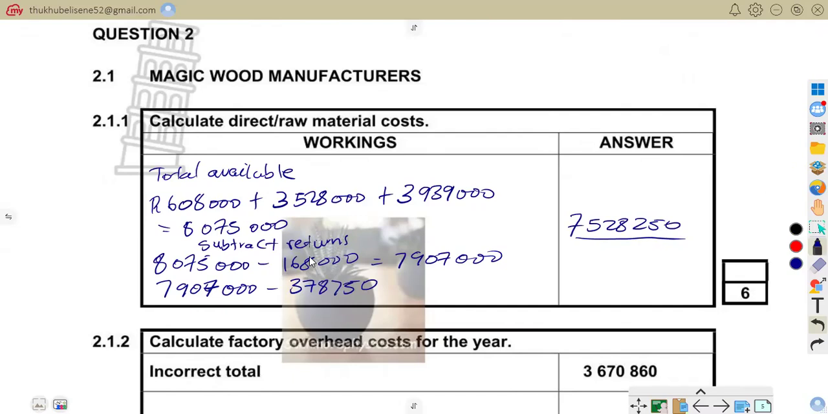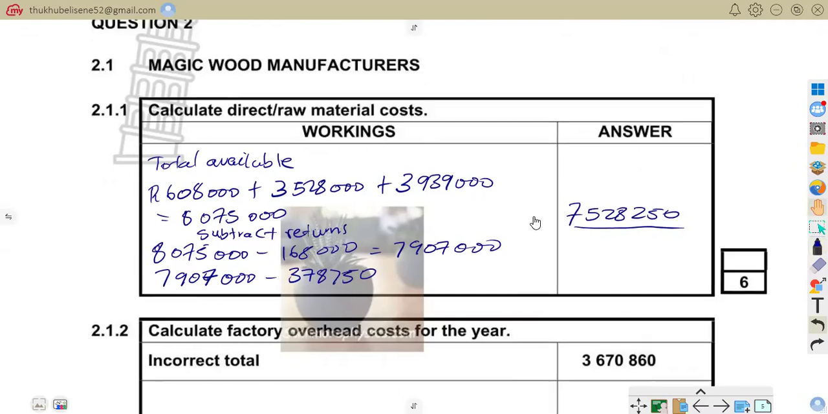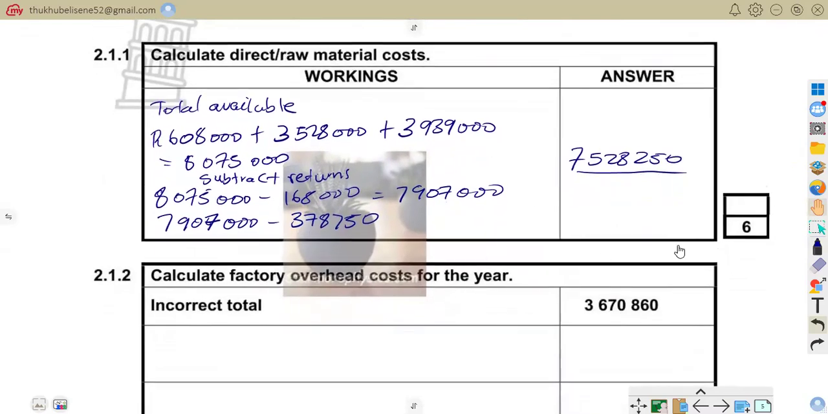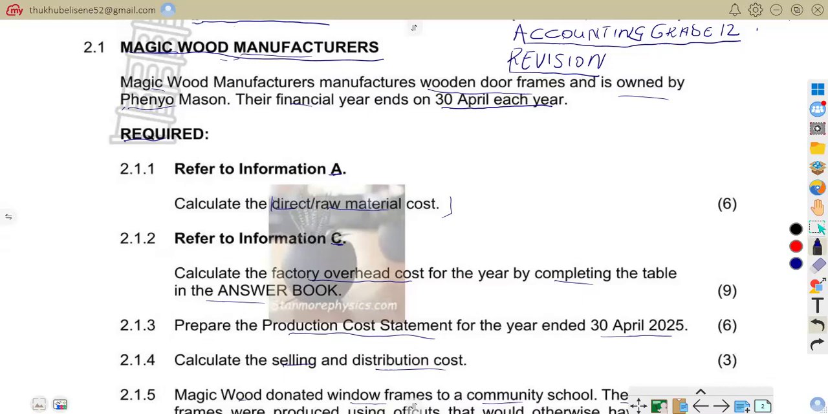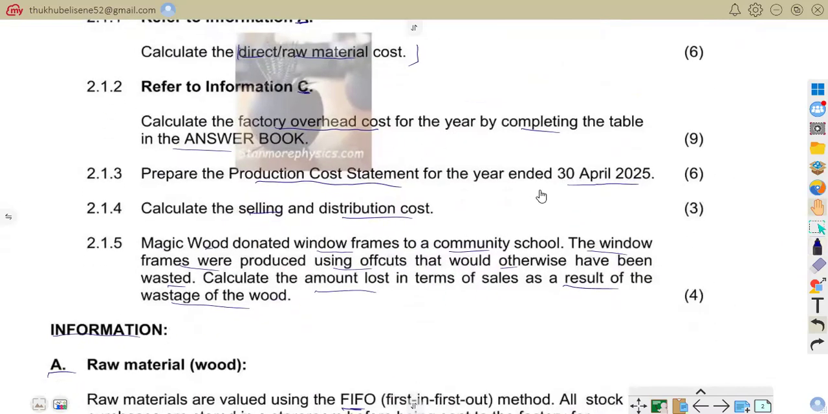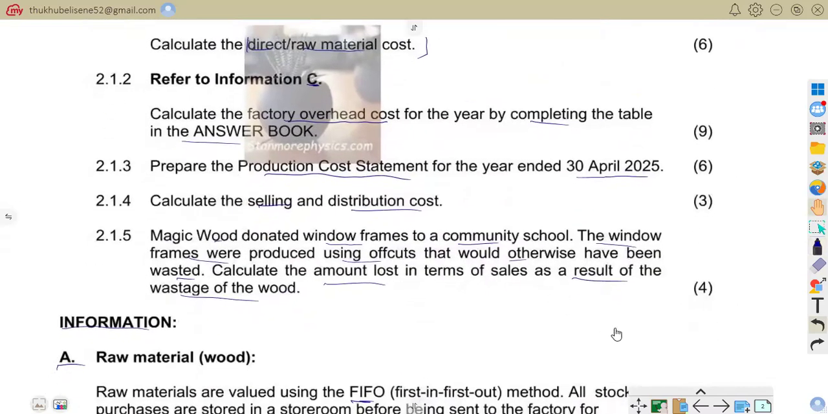Question 2.12, we were asked to calculate factory overhead. Let me just get to it. You can see in our answer book we are already given the incorrect total. So now let us go to the information and try to give the calculations, where we are asked to calculate the factory overhead cost. So that is that.